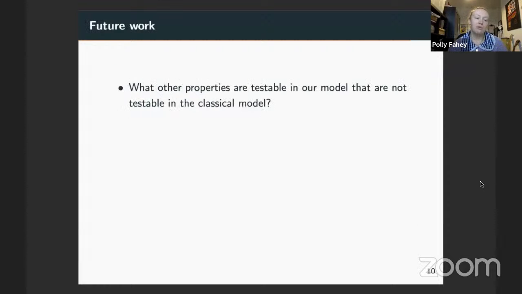We'd like to identify other properties which are testable in our model that are not testable in the classical model. If you have seen the YouTube video, you'll know that the property that we give, which is testable in our model but not in the classical model, is not a very interesting property and it's trivially testable in our model. So it'd be nice to find a property which is testable in our model but not trivially so, and which of course is not testable in the classical model.